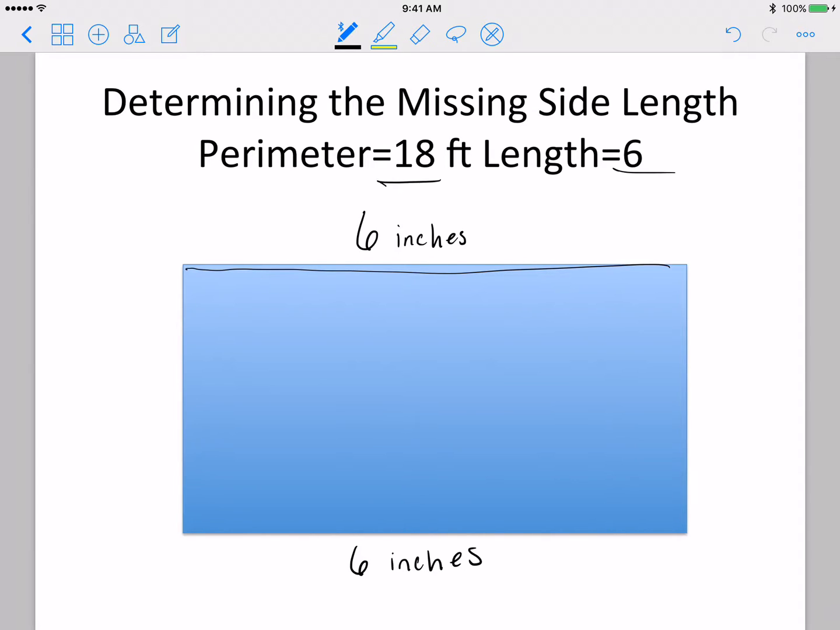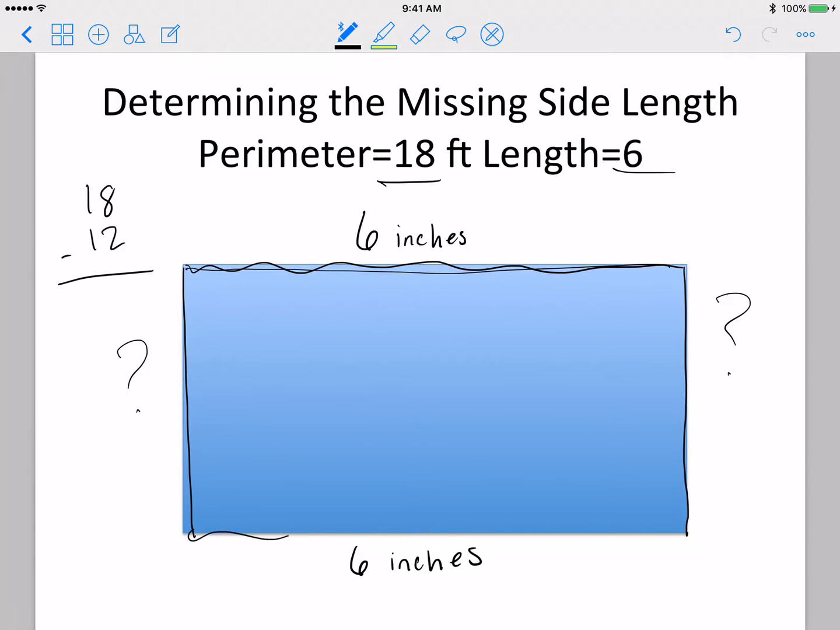Okay. The perimeter is 18, so we know that the whole thing is 18, and we're missing these side lengths. So we know that the missing side lengths are going to be 18 minus 6 plus 6. 6 plus 6 is 12. So we know that that's covered. We've accounted for this part and this part. So 18 minus 12 is 6. And then that 6 represents this and this together.